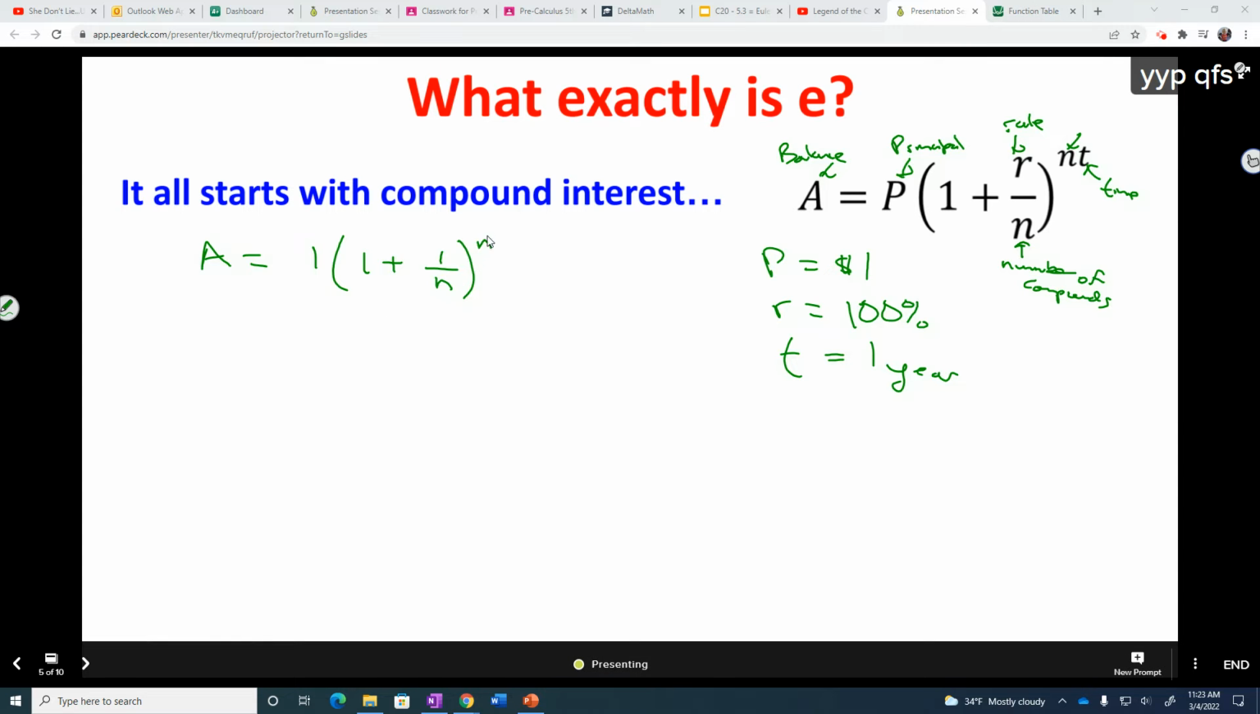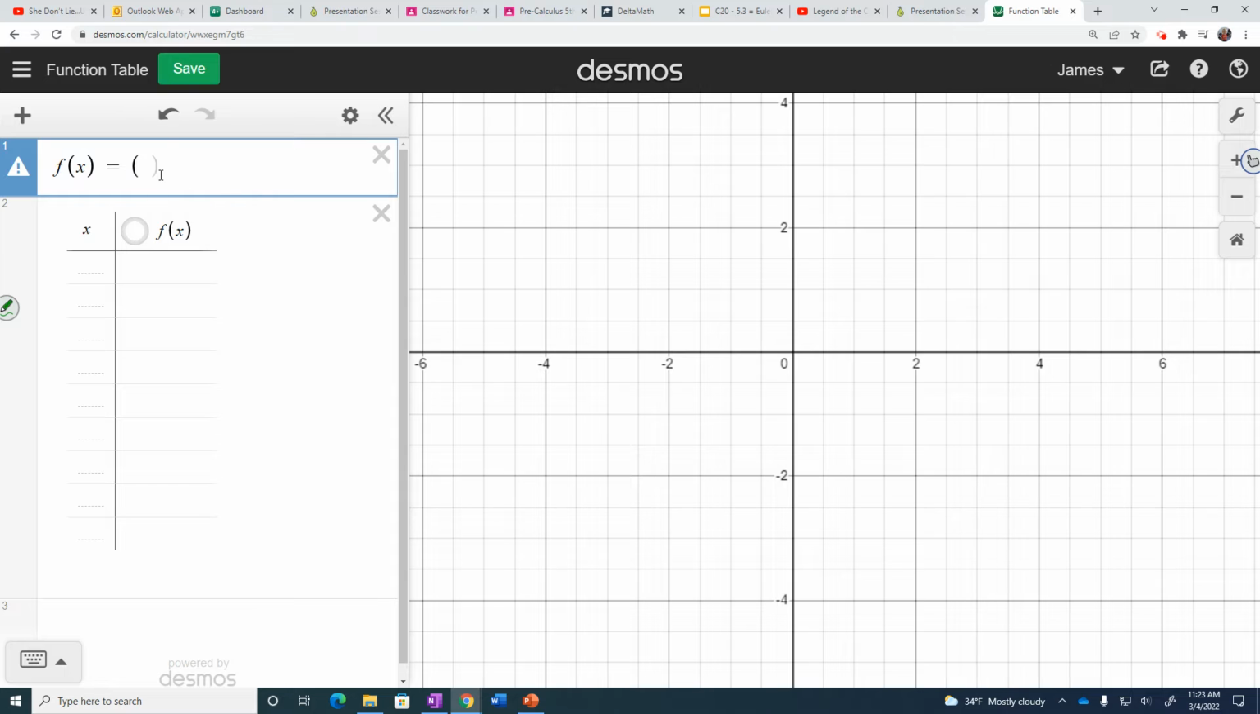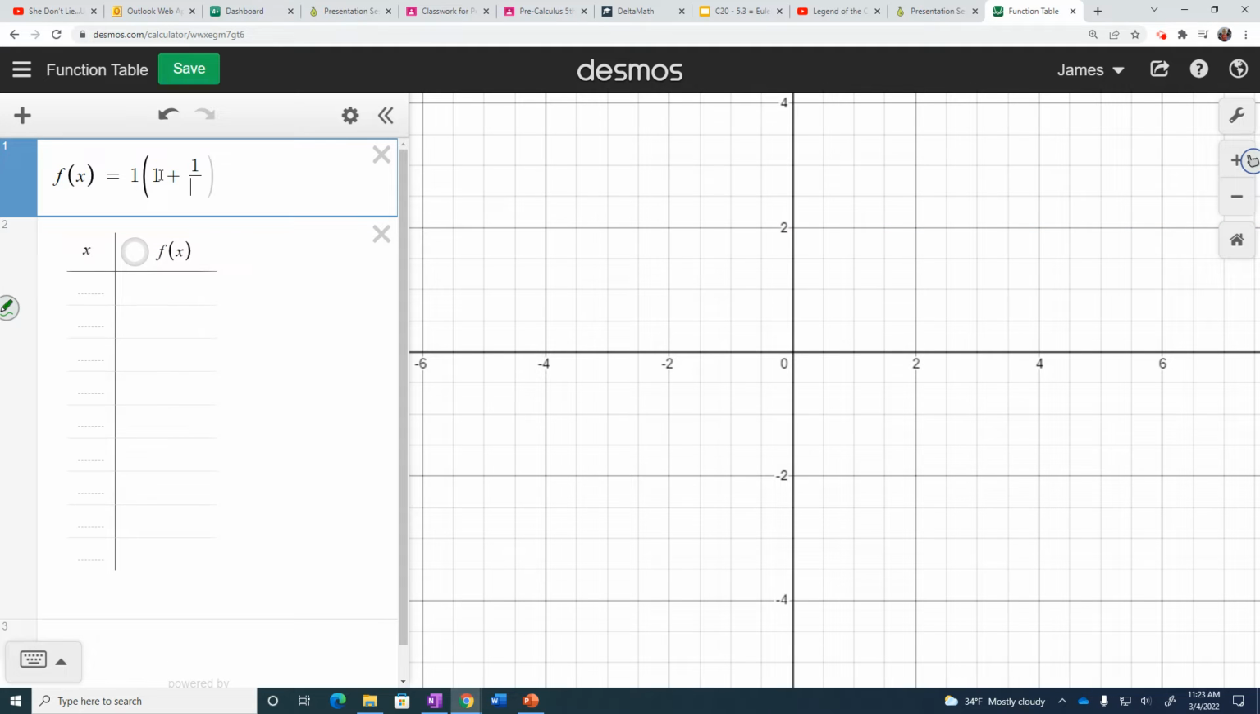So what happens is I'm going to put this function into Desmos real quick. And I'm just going to change the n's for x's. So this function, we'll say 1 times 1 plus. Our rate is 1, so 1 over x to the x power, right? And don't worry about what that function looks like right now. But all right, so here's our formula.